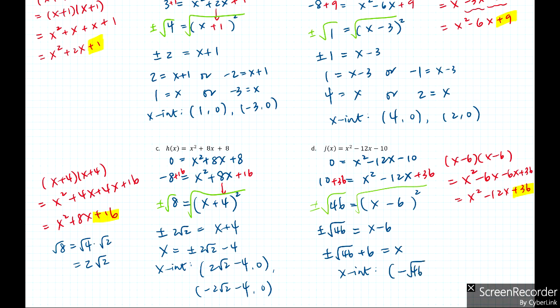Negative root 46 plus 6, comma 0, and positive root 46 plus 6, comma 0 over here. And these are the solutions.